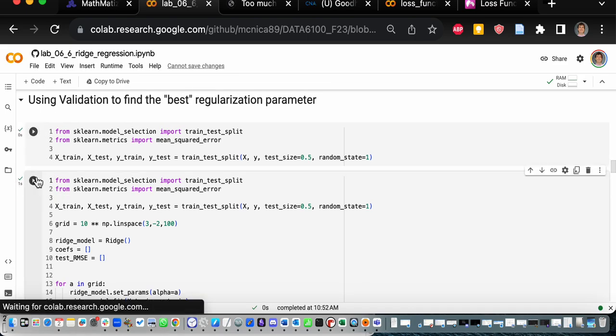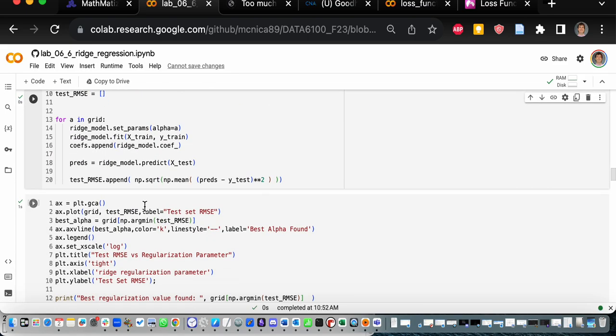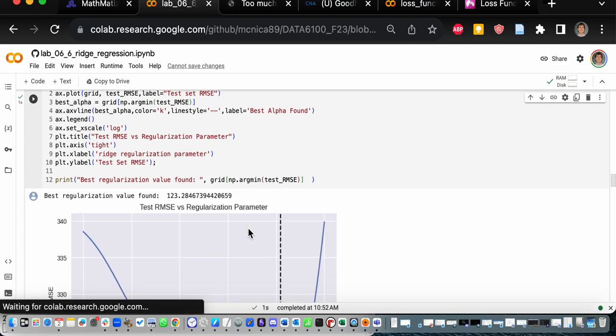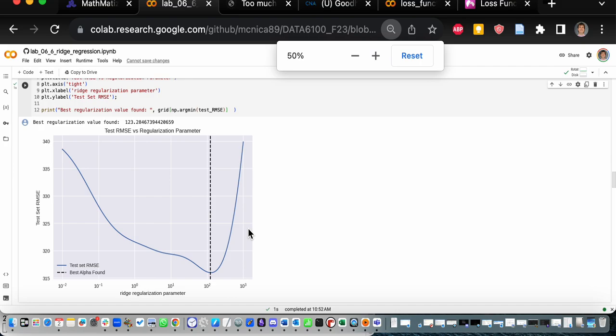So again, we're going to just look at the test set and do this plot like before. And here's what it looks like now. So before, it only went down by 1. Look, the scale here is completely different. This is 340 at the top. This is 315. So this is like a 20% improvement, something like that. Maybe only 10% improvement. So quite a bit better than before, and it really does go down a lot. And that is the optimal value we found using our test set.